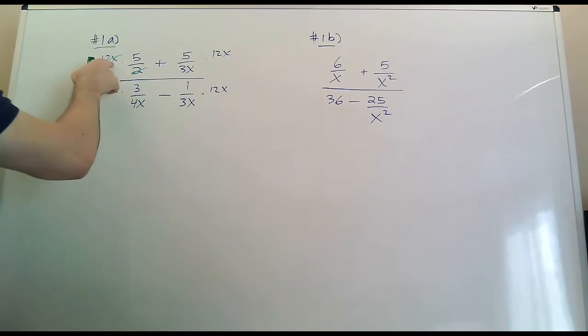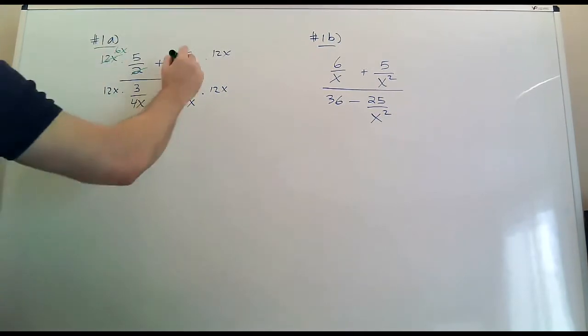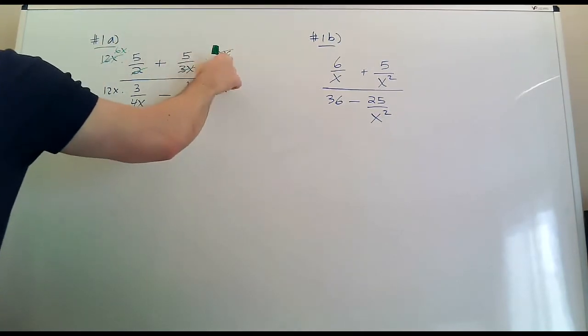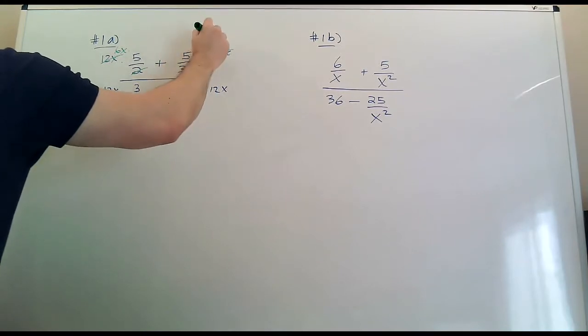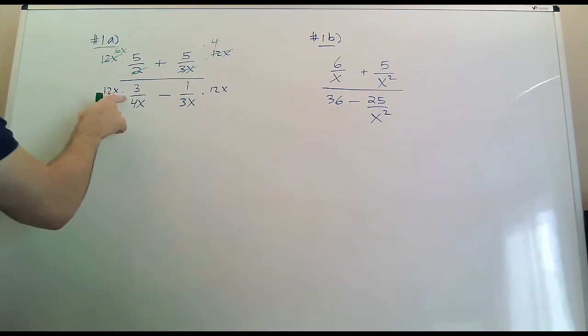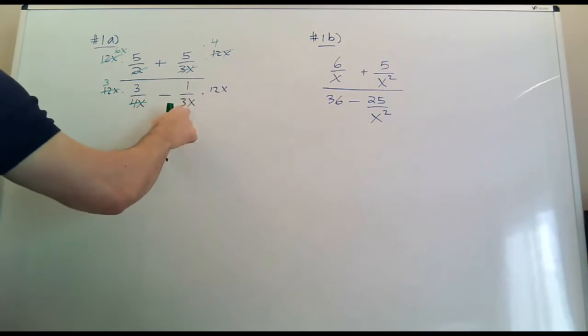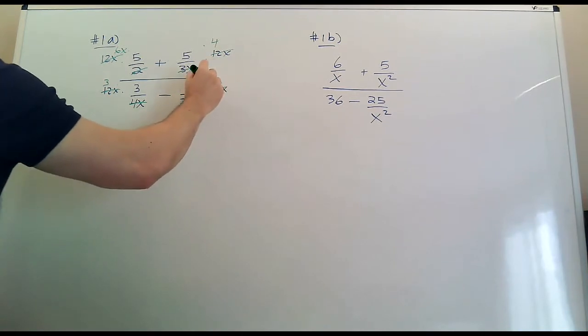12 divided by, now it's 12x, right? So that x is not getting crossed out. 12 divided by 2 is 6, and the x is still there. Now I'm going to do 3x into 12x. This time the x's do cross out. 12 divided by 3 is 4. So this is what you multiply by. Here, again, you have 12x divided by 4x. That leaves you with a 3. Here you have 12x divided by 3x. That leaves you with a 4.